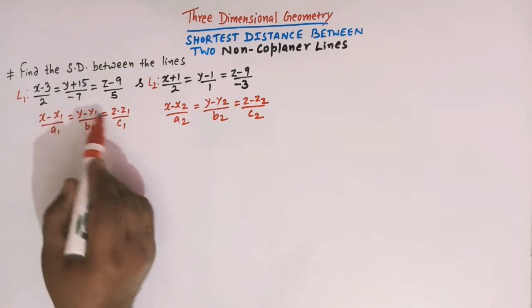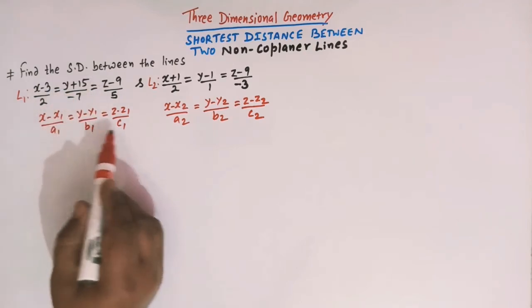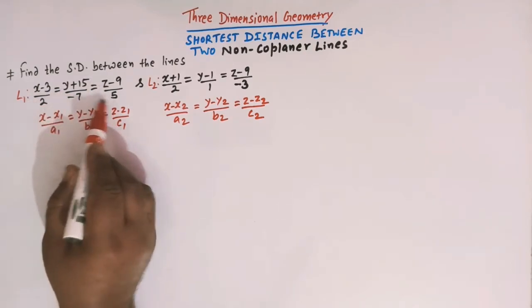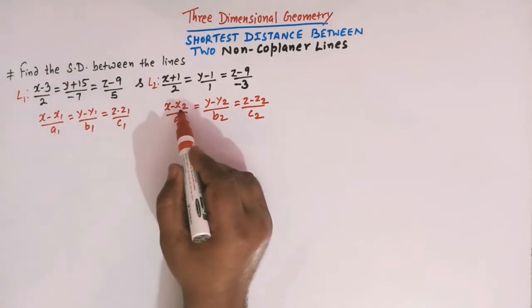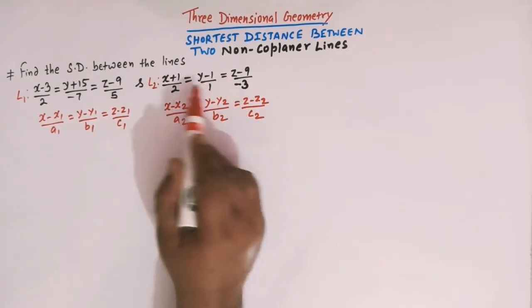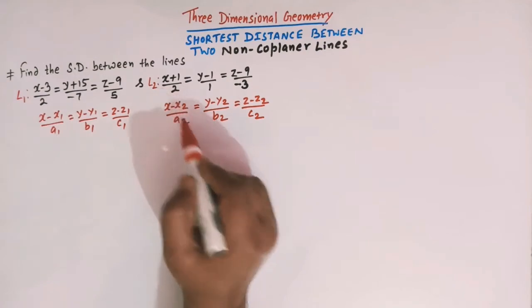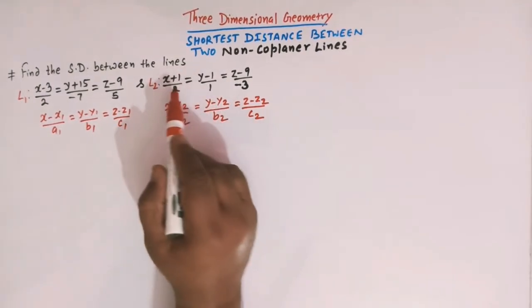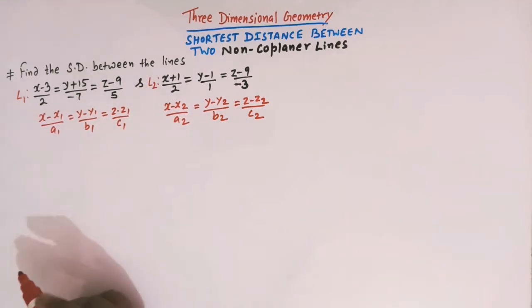So x1, y1, z1 is the point through which this line passes, and a1, b1, c1 are the direction ratios of this line L1, right? And similarly x2, y2, z2 is the point through which this line passes, and a2, b2, c2 are the direction ratios of this line L2, right?